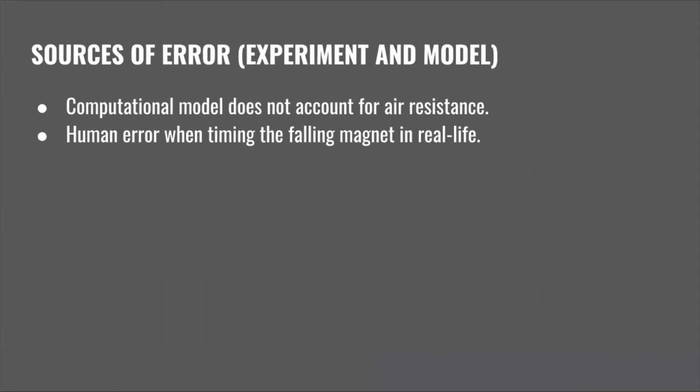So some sources of error that are worthy of noting are that the computational model does not account for air resistance, and it also accounts for a finite number of loops. Then human error should also be accounted for when timing the falling magnet in real life.